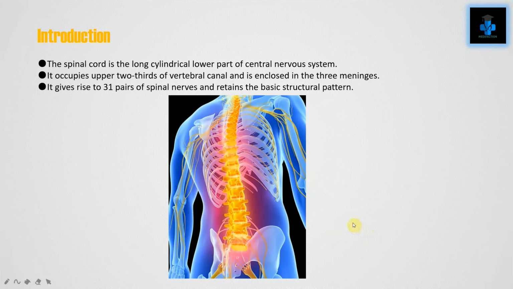Introduction. The spinal cord is the long, cylindrical lower part of the central nervous system. It occupies upper two-thirds of the vertebral canal and is enclosed in the three meninges. It gives rise to 31 pairs of spinal nerves and retains the basic structural pattern.